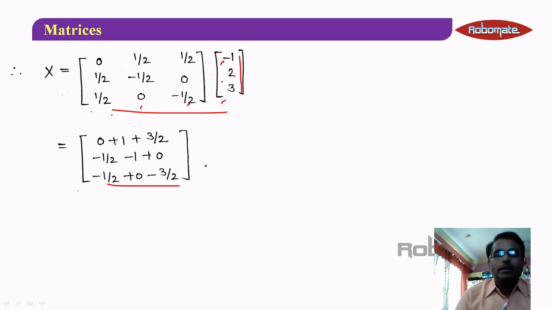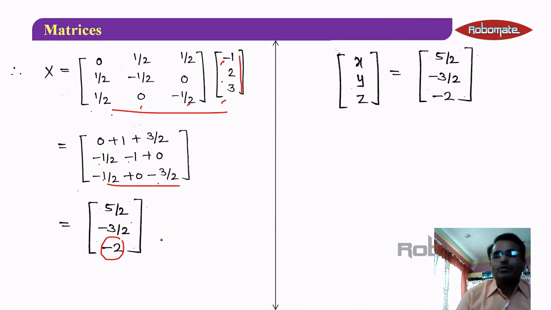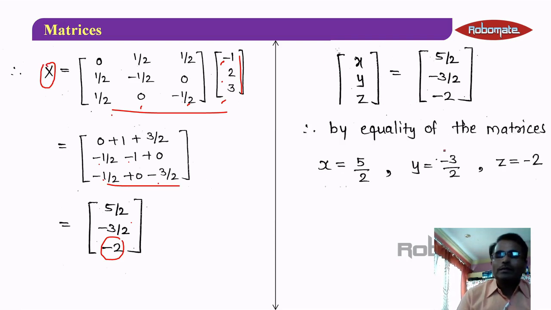Is that clear? And therefore you will observe that your solution is 1 plus 3 by 2, that is 5 by 2. Then minus 1 by 2 minus 1, it is minus 3 by 2, and here what are you getting? Minus 1 by 2 minus 3 by 2, minus 4 by 2. Minus 4 by 2 means minus 2. So that is your required solution of the system of equations. So x, y, z, we know that this x on the left hand side is nothing but the column matrix x, y, z. So x, y, z is equal to this. So by equality of two matrices, what are you getting?